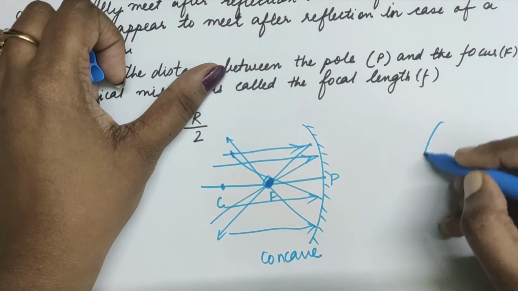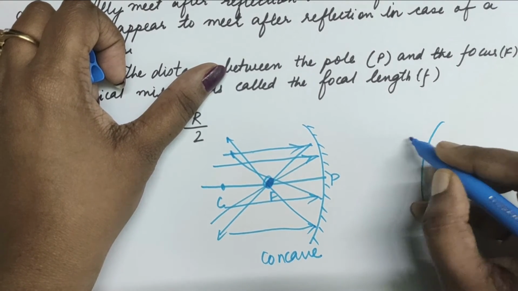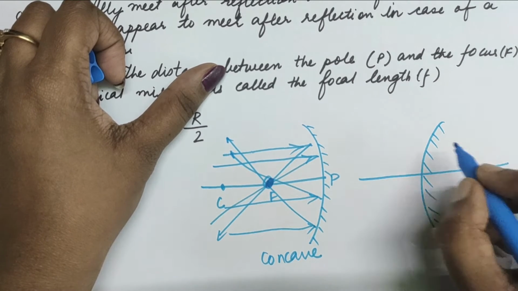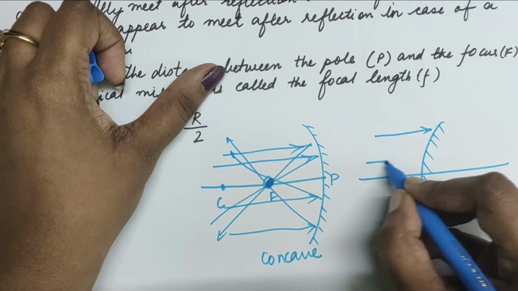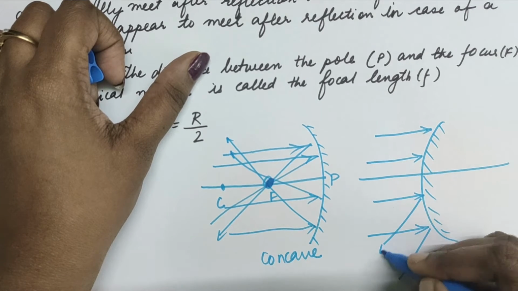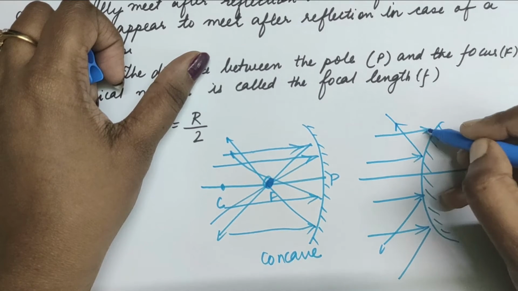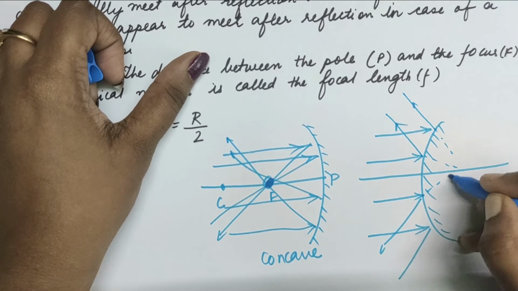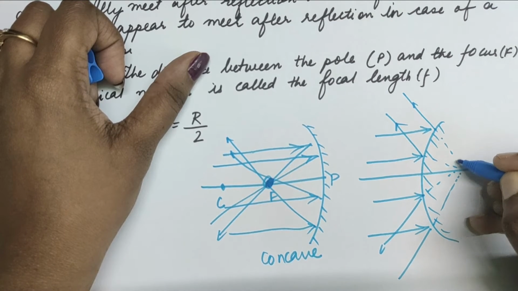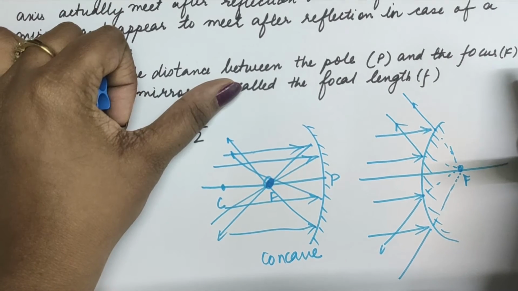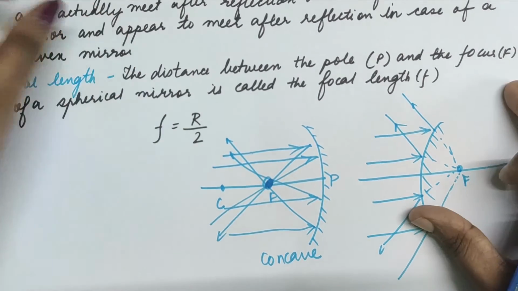But in case of a convex mirror, because this will be the opaque side and this will be the reflecting side, the rays which are coming parallel are actually going to diverge or reflect outside, but all will seem to be coming from one particular point which we call the focus of the spherical mirror or the focal point.